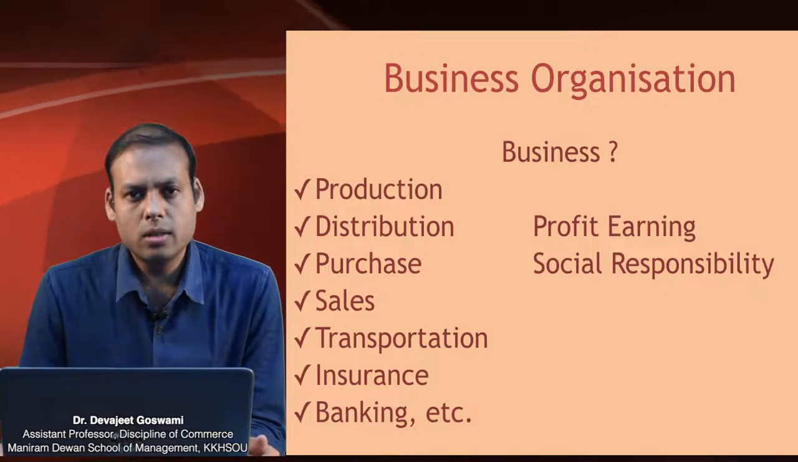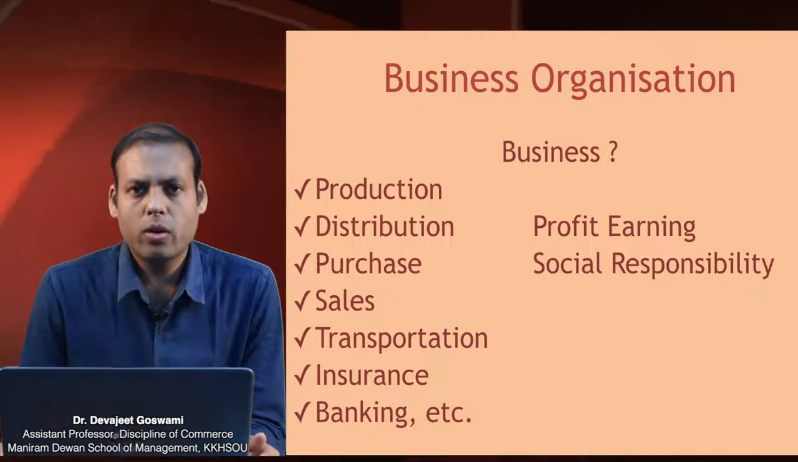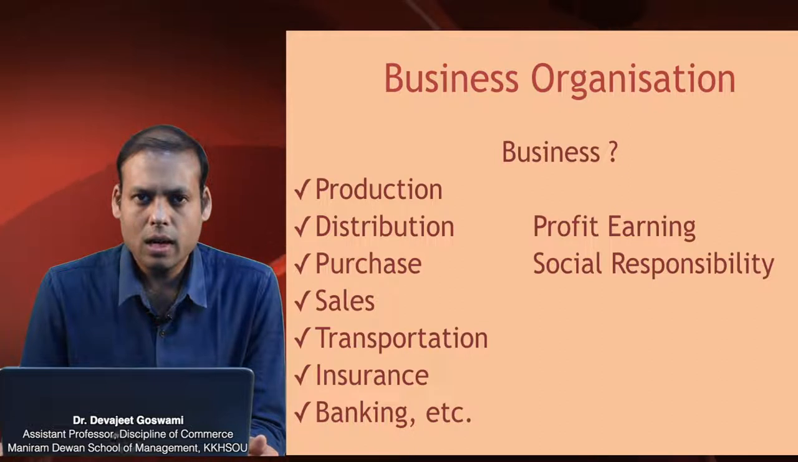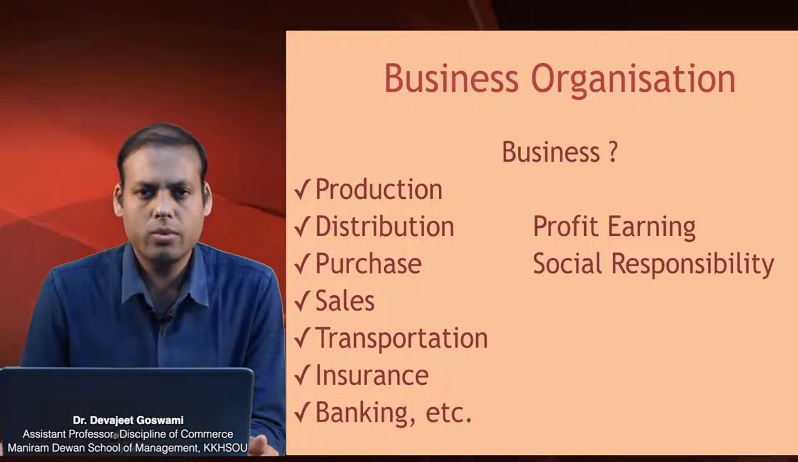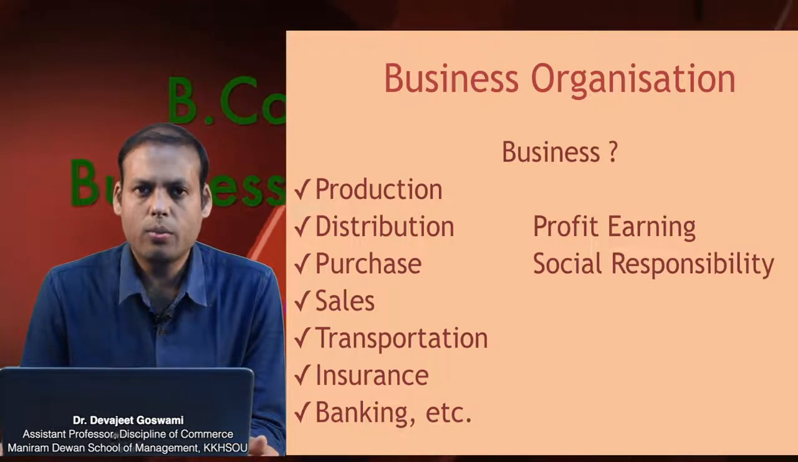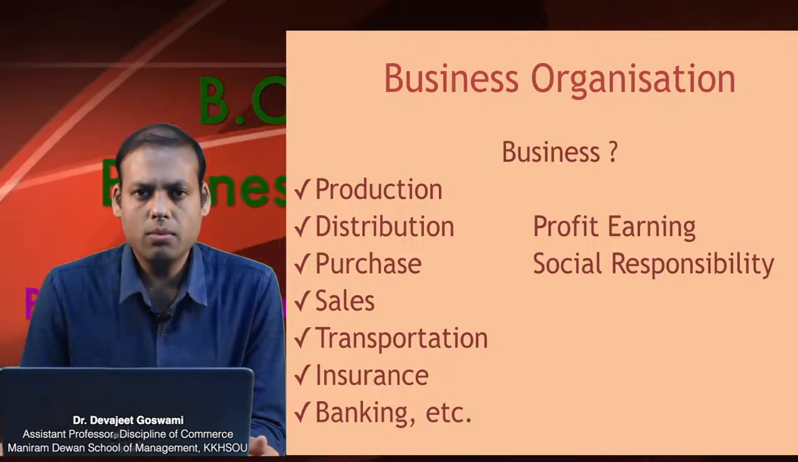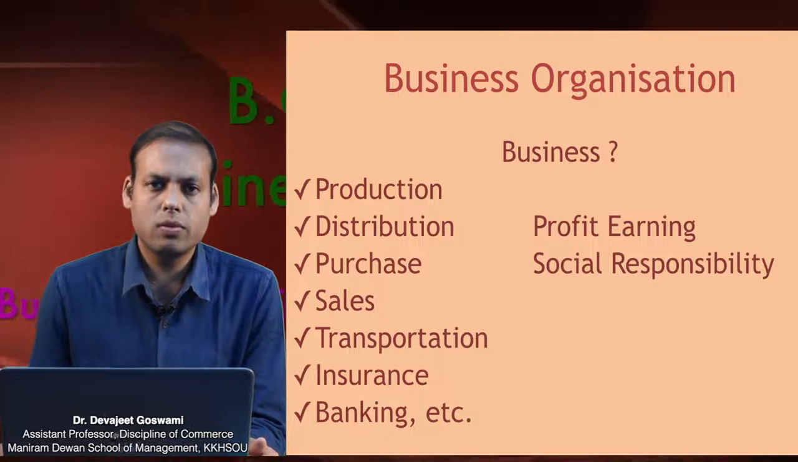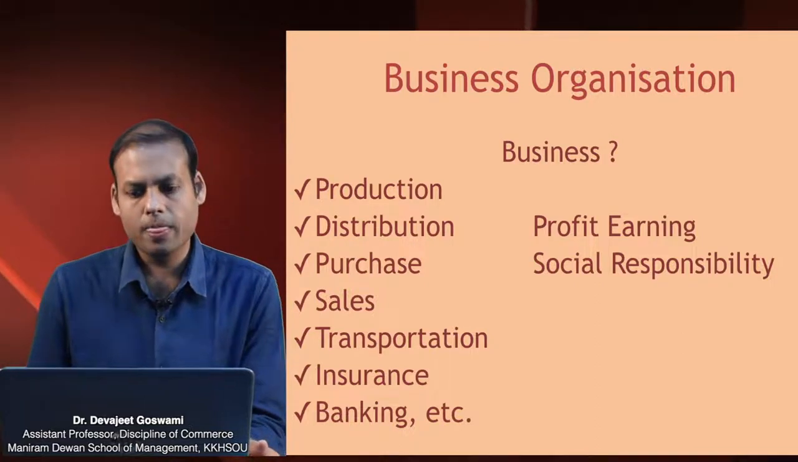So, business is basically performing certain activities like production, purchase, sale, distribution, etc. And the main objective is to earn profit. At the same time, it has to discharge its responsibilities to the society.